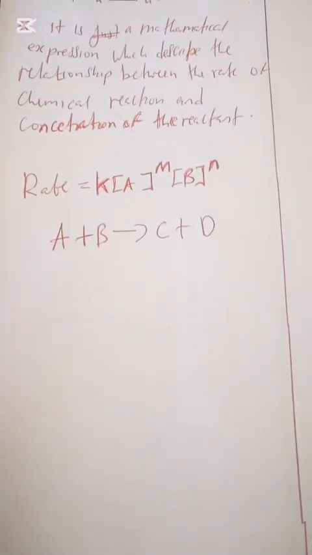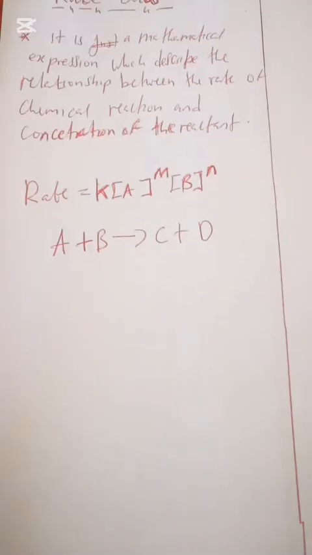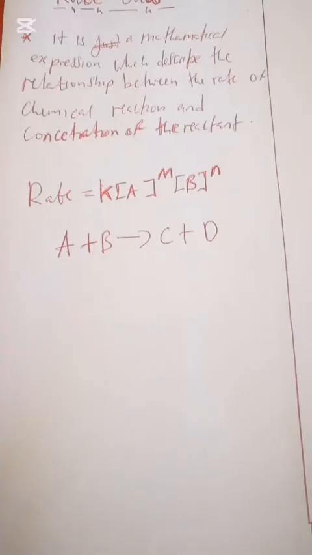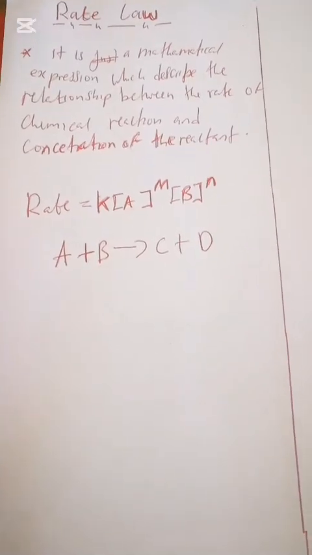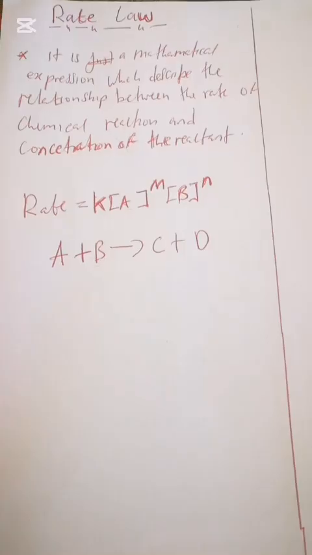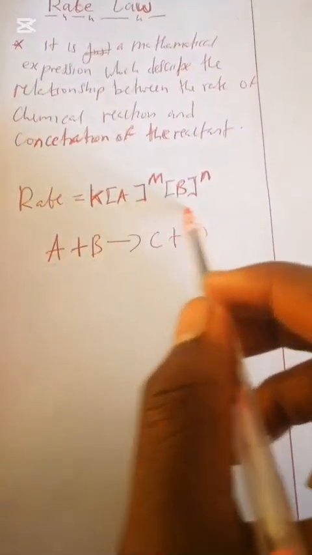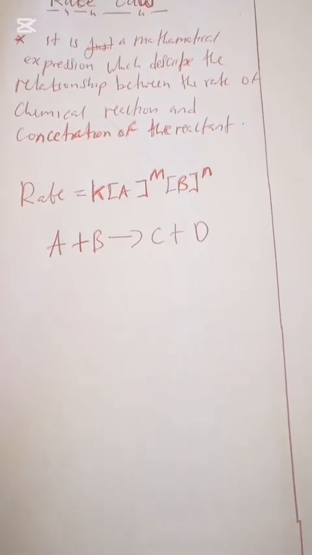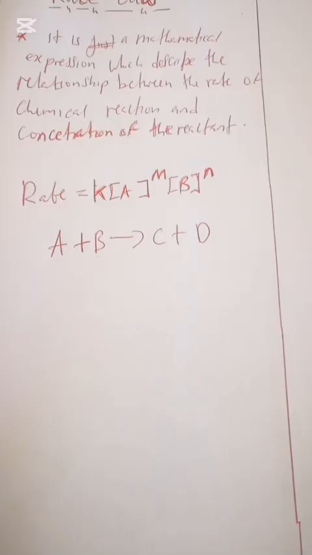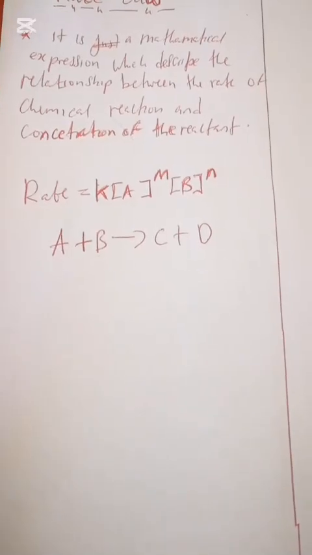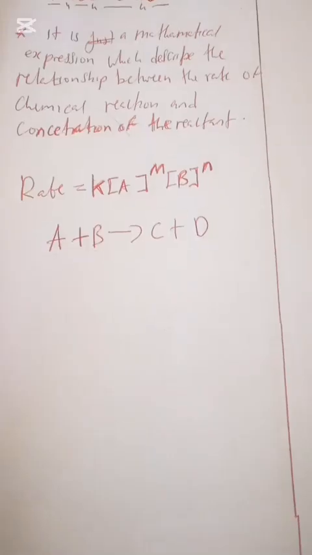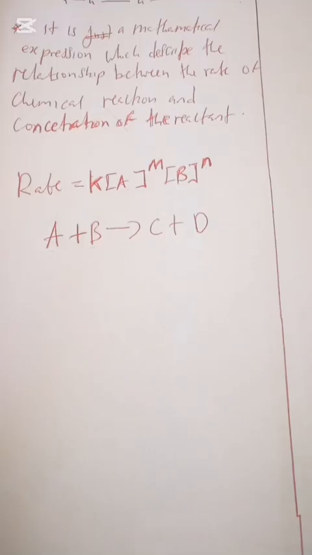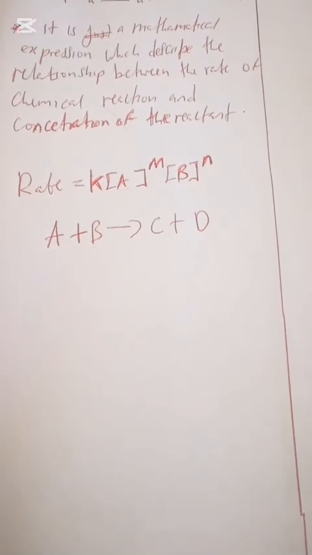So [A] and [B] are concentrations of reactants, because that is the definition of rate law. It's just a mathematical expression like this one. And they can give you questions to express in rate form or rate order. Let's give an example which is in the document I've already prepared.